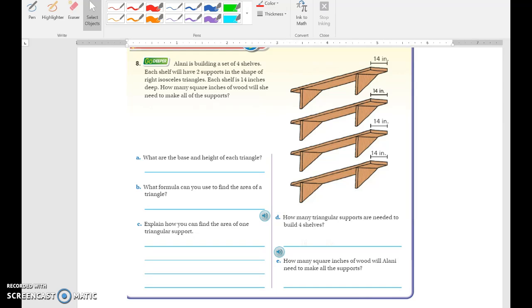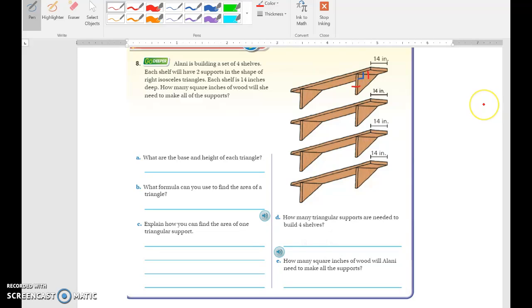Each shelf will have 2 supports in the shape of a right isosceles triangle. So if you don't know what a right triangle is, we will talk about those on Friday in workshop. A right triangle contains 1 right angle, not 2. It's not possible. We're not going to talk too much about why that's not possible, but 1 right angle, okay? An isosceles triangle has 2 congruent sides, at least. So that's congruent to that, okay?